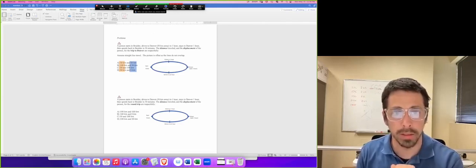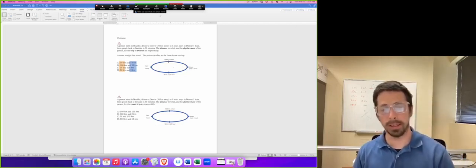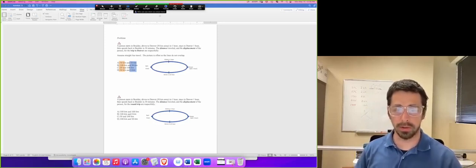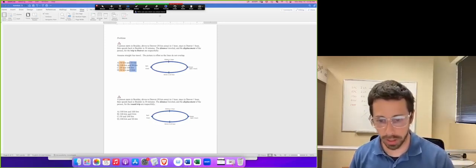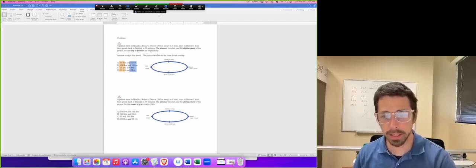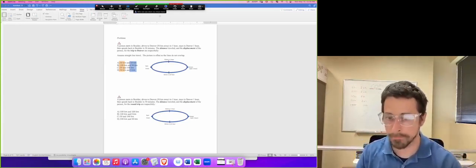All right, right here, everything's moving in straight lines, so you should end up with distance to Denver is 50 kilometers. Displacement to Denver is also 50 kilometers. Well done. Second one here. Person starts in Boulder, drives to Denver, 50 kilometers away, does it in an hour, stays in Denver an hour, speeds back to Boulder in 30 minutes. Distance traveled and displacement of the person round trip are, give it a try.